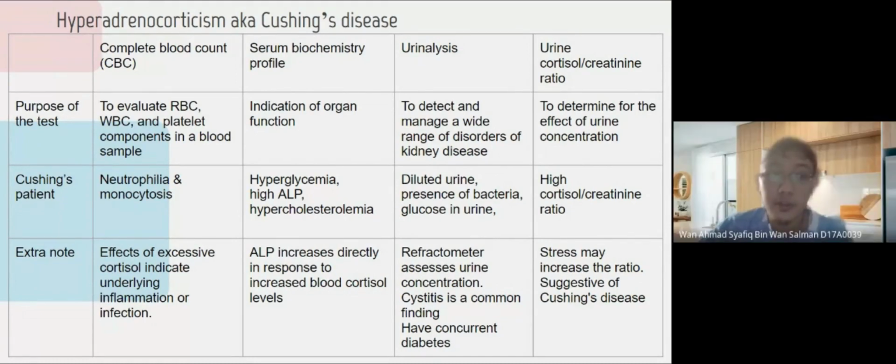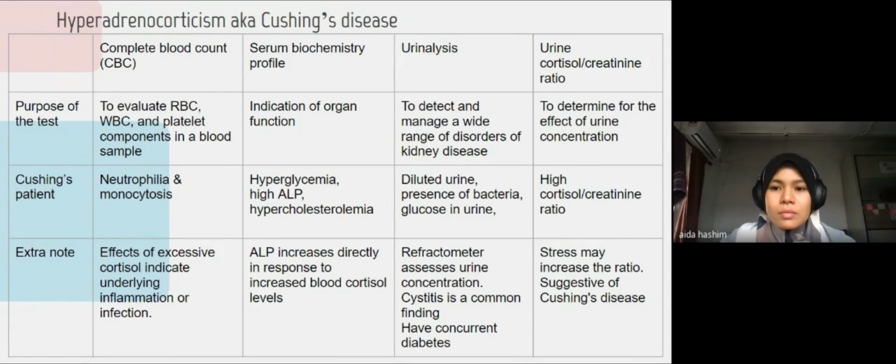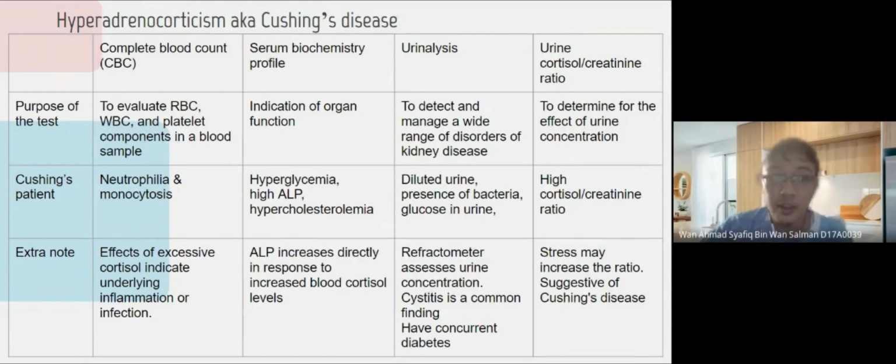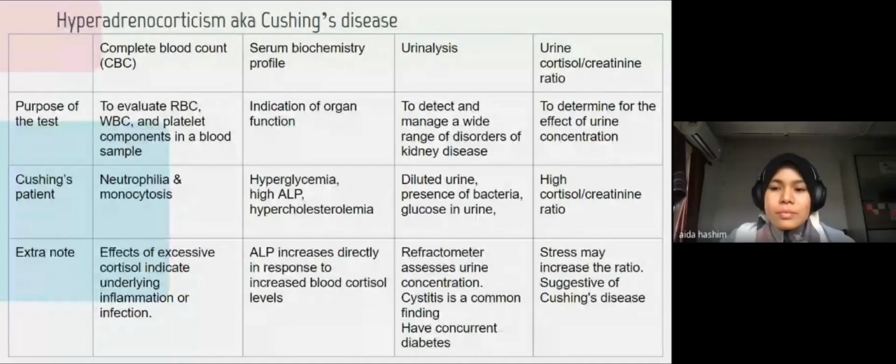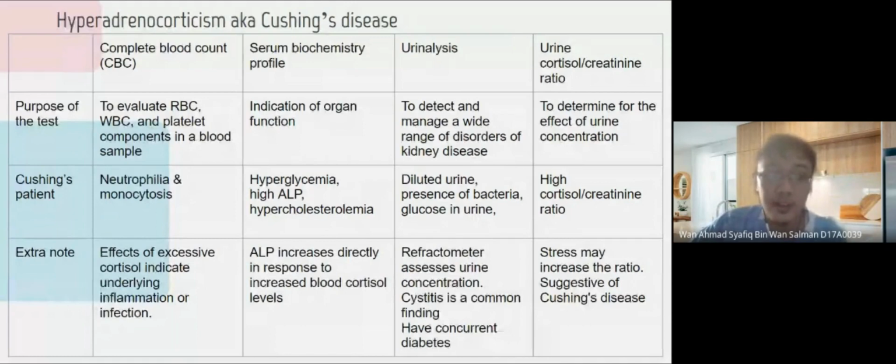So today we're gonna present hyperadrenocorticism, also known as Cushing disease, test procedure. So there is a common screening test that can be performed in veterinary hospital or clinic using blood or urine samples. There are several tests such as CBC, serum biochemistry test, urinalysis, and urine cortisol creatinine ratio. So Aida will present about CBC.